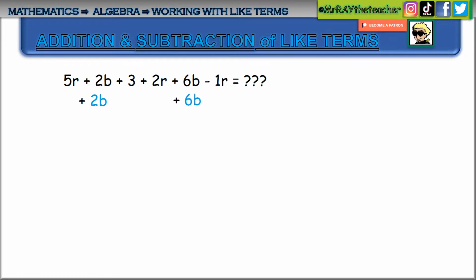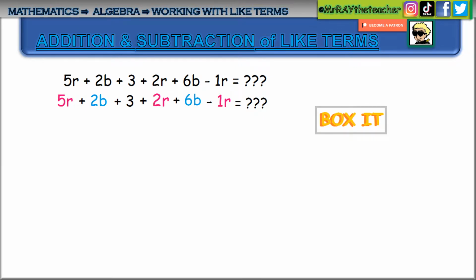So let's first think of them as colors. So we got 2B, could be 2 blues. 6B could be 6 blues. You got your 5Rs, could be 5 reds. 2Rs is 2 reds minus 1R, which is 1 red. And we have a 3 of no color. Could also think of it as numbers which are boxed. So here, box it.